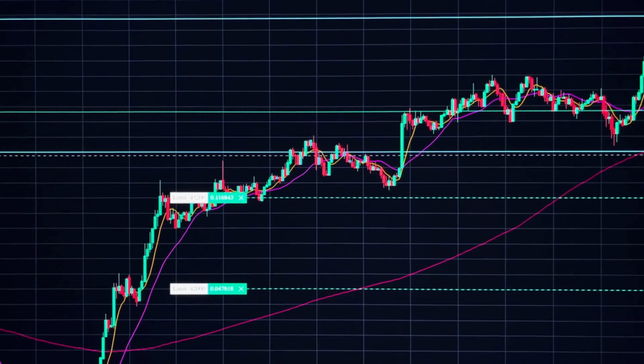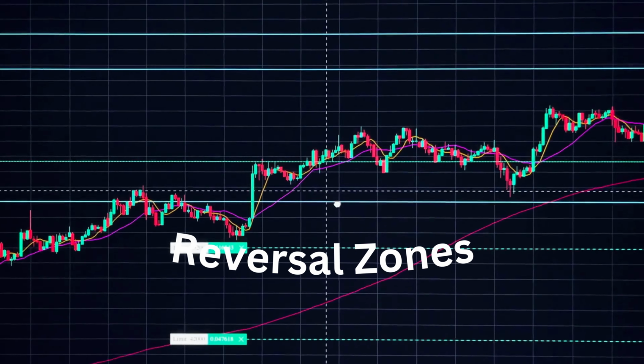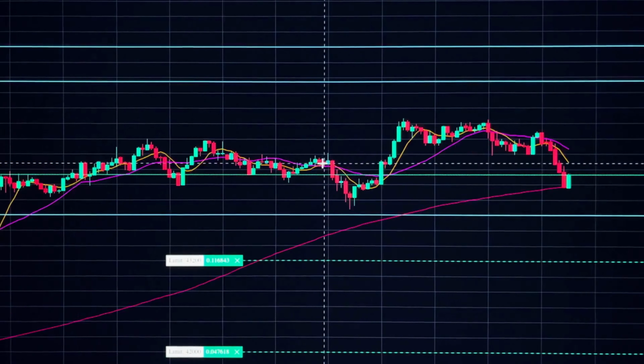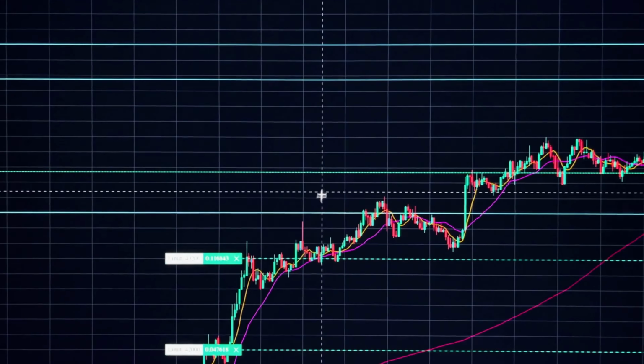identify extremely precise reversal zones. The same type of zones where price has reacted again and again across the charts. And the tool we're using for this is something you've probably already seen before, the Fibonacci retracement tool. The problem is not the tool itself. The problem is that most traders apply it completely wrong.